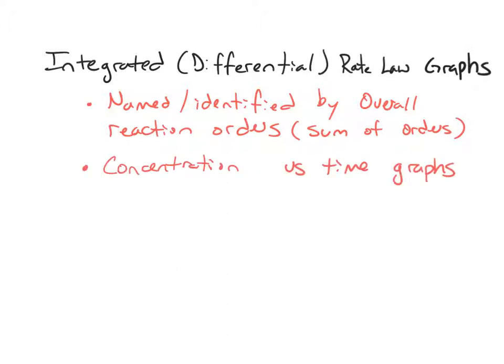The second thing you need to know about these rate law graphs is that they're all concentration versus time graphs. So I'm going to show you graphs for a zero order, a first order, and a second order, and they're all going to be a graph that represents changing concentration versus time. And the last thing that I want to talk about is that each graph, the zero, the first, and the second order, can be manipulated mathematically to represent a straight line.